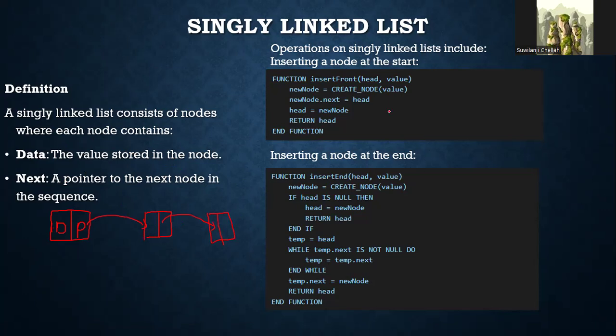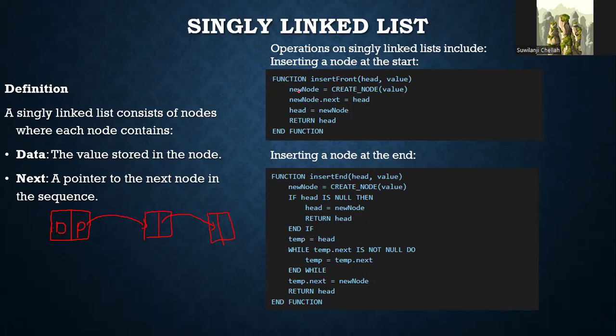So now, this is how you write that in pseudocode, right? Let me just move that there. Operations on singly linked lists include inserting a node at the start, where you've got the function insert front. You've got the head and the value. We declare a new node equals create node, which takes in that value. New node.next is equal to the head.